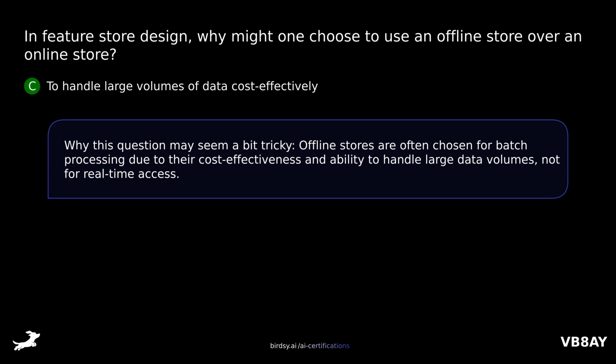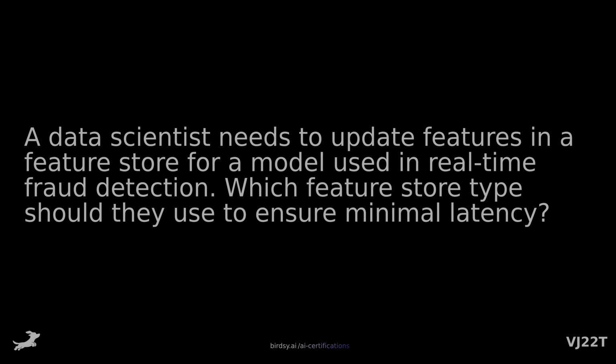Why this question may seem a bit tricky. Offline stores are often chosen for batch processing due to their cost-effectiveness and ability to handle large data volumes, not for real-time access. A data scientist needs to update features in a feature store for a model used in real-time fraud detection. Which feature store type should they use to ensure minimal latency?